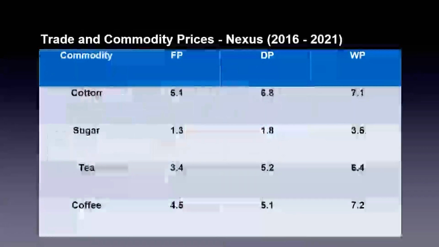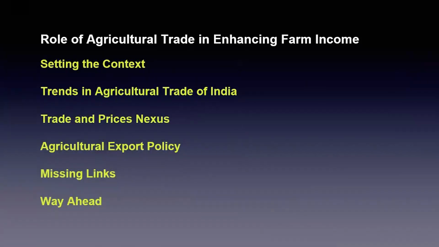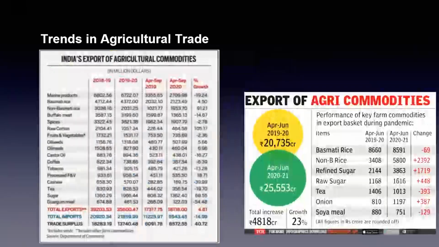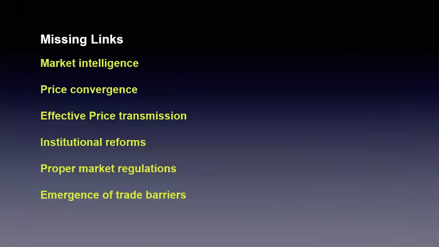So having seen the setting of the context, what is the rationale for the present study, the past trends in agriculture trade of our country, the trade and prices nexus under different periods and different regimes, and the rules, objectives and mandate of our agri-export policy, what are the missing links? It is based on the meta-analysis I have conducted by going through various literature. It is not my own observations. It is based on the meta-analysis conducted on the performance of agriculture trade and the performance of our Indian agriculture and Indian farmers.